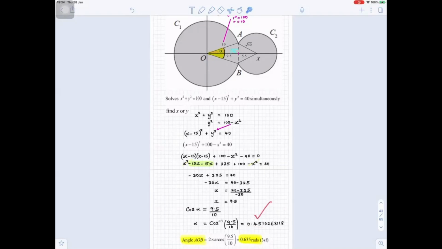Put your calculator in radians. Very important, your calculator should be in radians. So the angle AOB, the yellow angle, is 2 times that answer you got, 2 times the arccos of 9.5 over 10, which will give you 0.635 radians to 3 significant figures.